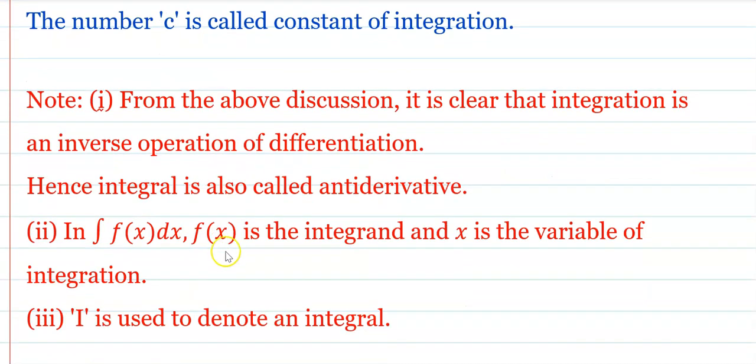Okay. Next, note this. From the above discussion, it is clear that integration is the inverse operation of differentiation. Hence, integral is also called antiderivative. In integral of f of x dx, f of x is the integrand and x is the variable of integration. The symbol ∫ is used to denote an integral. Integration starts with I, and that's why it is I.